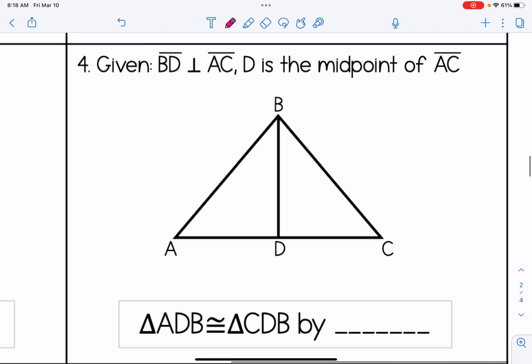All right, number 4, BD is perpendicular to AC. Well, that always tells me about right angles. D is the midpoint of AC. That means I have 2 congruent segments. And I have another example of the reflexive property here. So number 4 is also an example of the triangles being congruent by side, angle, side. Again, there are 2 sides marked off in the triangle and the angle right between them.